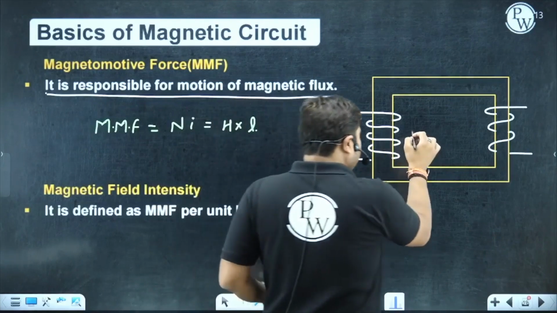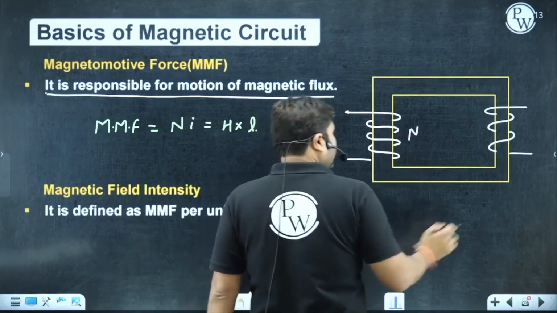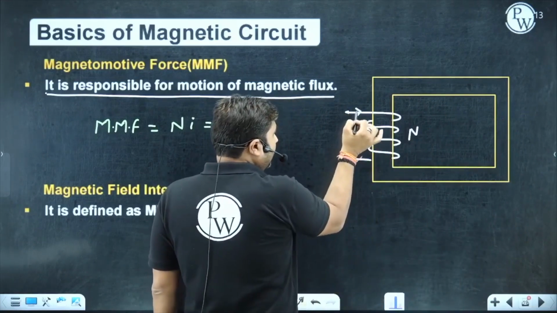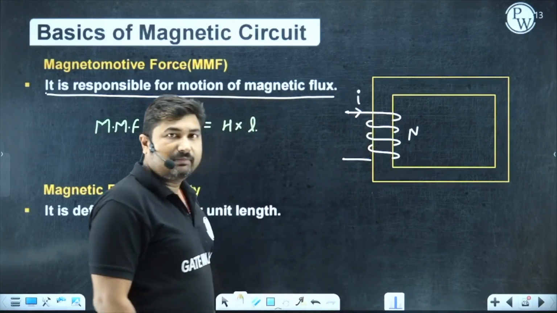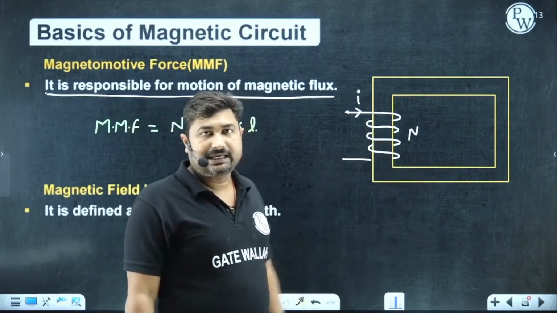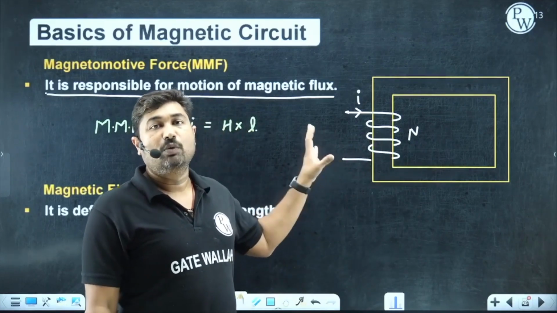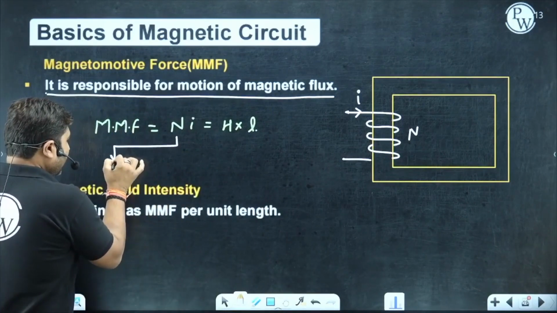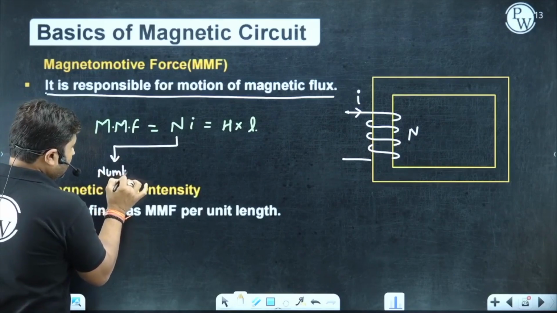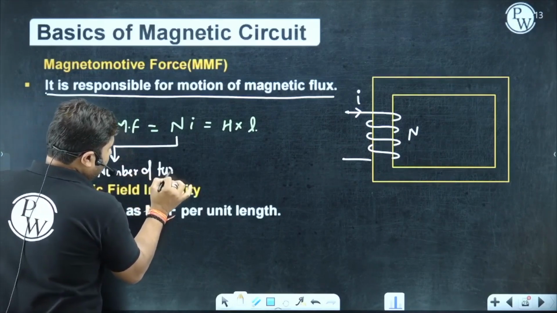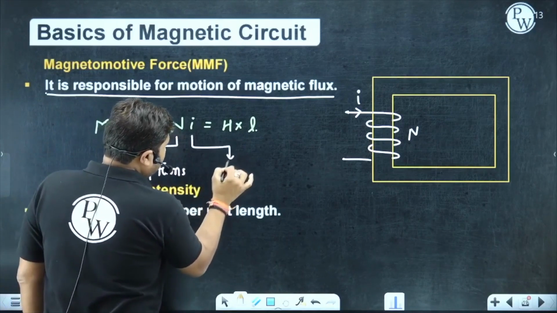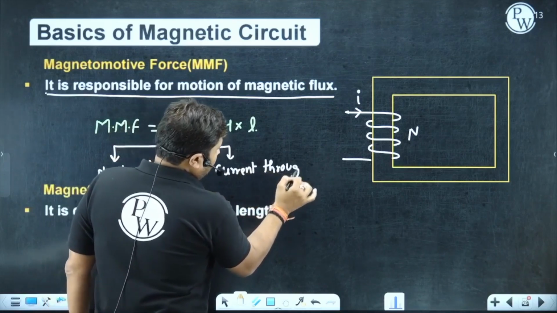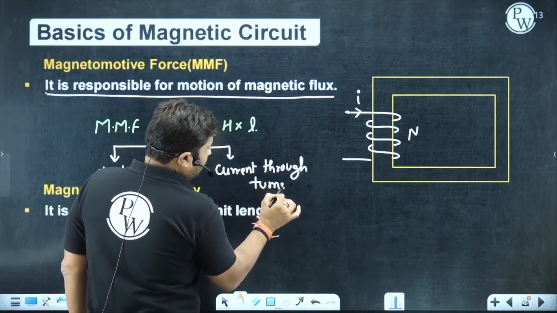Sir, if the number of turns of this wire is N, let me show you only one. So if the number of turns is N and the current through the wire is I, then it is going to create a magnetomotive force. That magnetomotive force can be represented as N into I, where N is the number of turns and I is the current through those turns. Is it okay? Yes, sir.